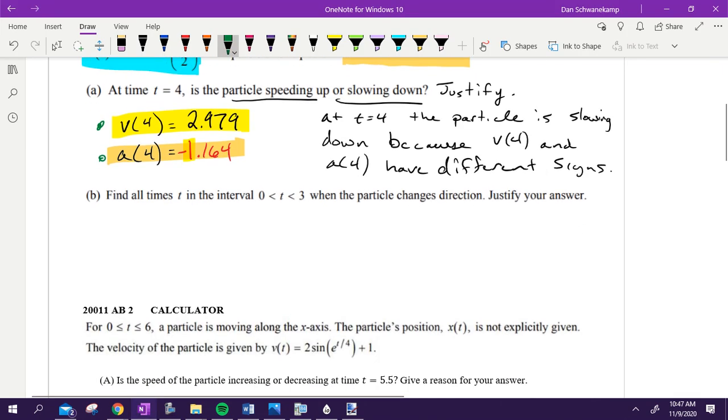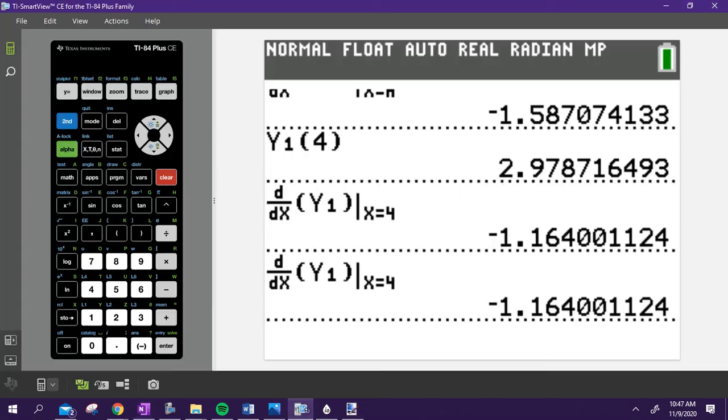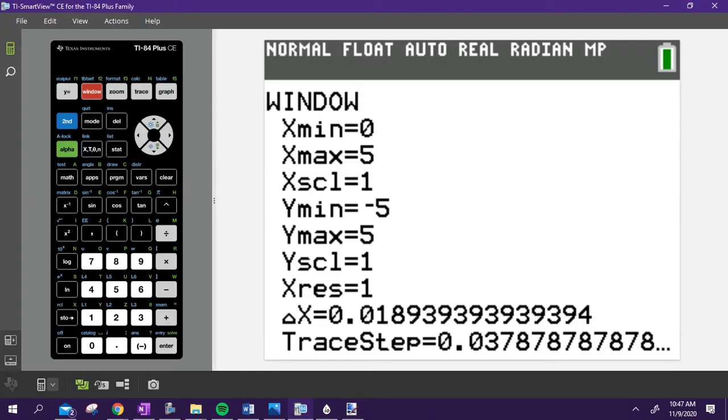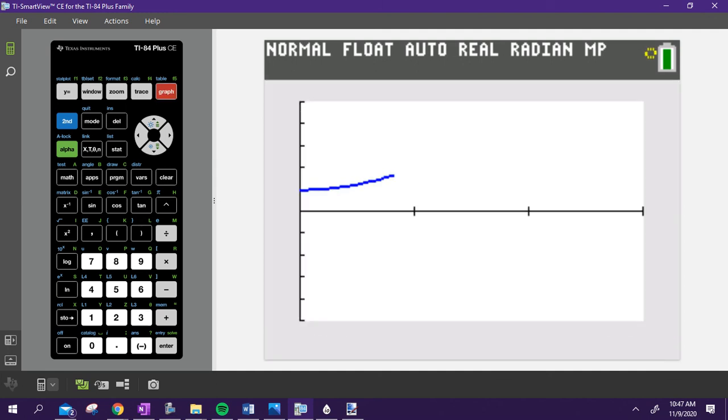Let's go to the second one. Find all the times between 0 and 3 when the particle changes directions, and we are going to justify. So let's hit my window button. They only care about 0 to 3, so I'm going to change my x max to 3 and not anything beyond that. I'm going to hit graph. Show me with your fingers how many times do I change directions?